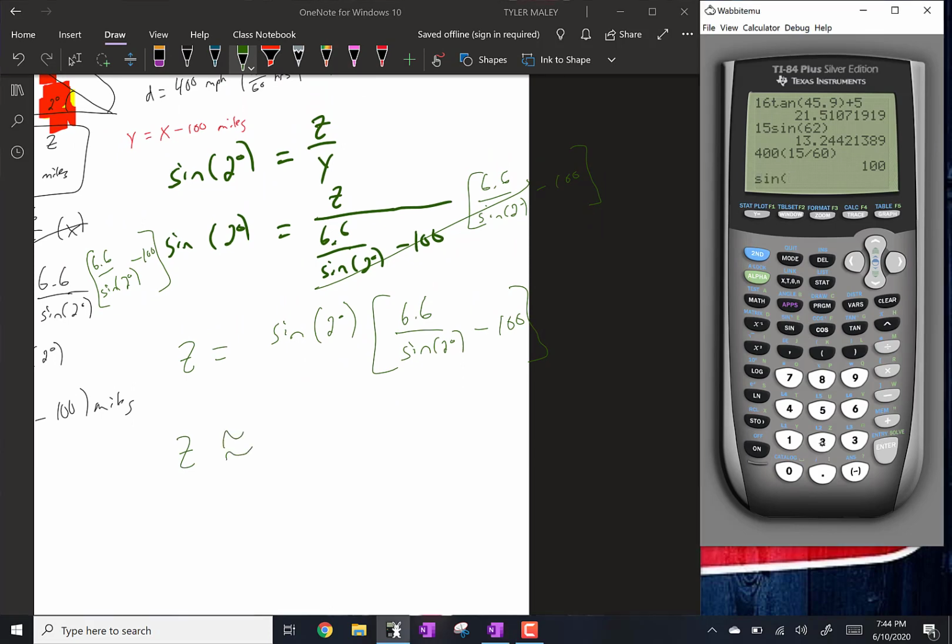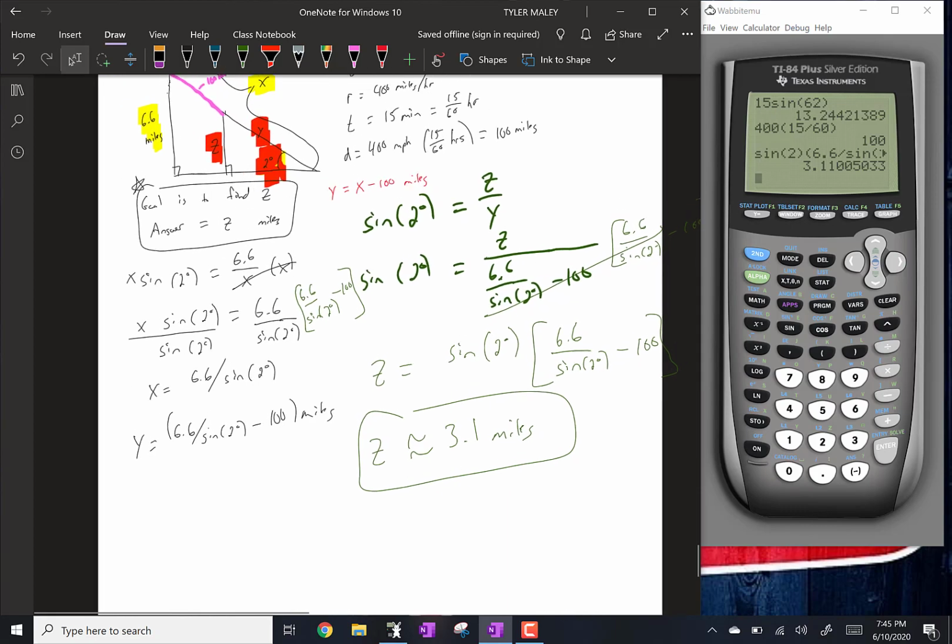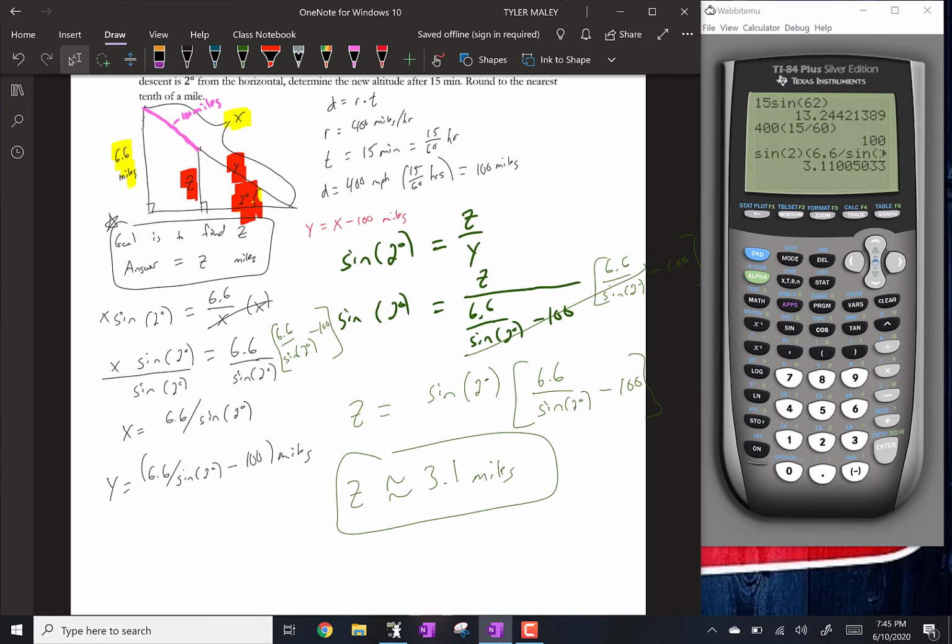So sine of 2 degrees times 6.6 divided by sine of 2 degrees minus 100 gives me approximately 3.1 miles. So that's the answer that we wanted. This one we had to use 2 trigonometric functions. All right, so that finishes up section 5.2. Be sure to let me know if you have questions. I'll be glad to help. Thanks.